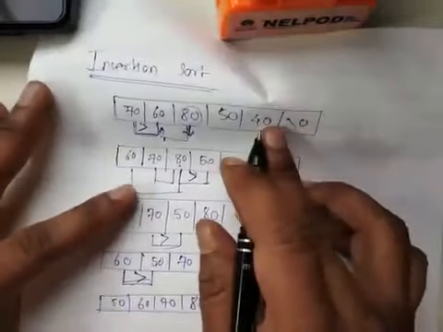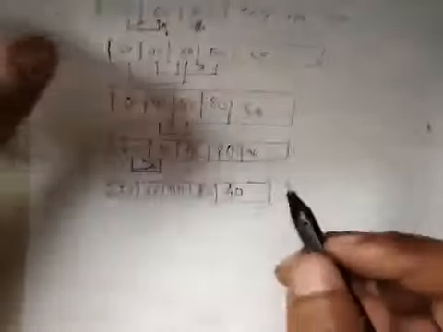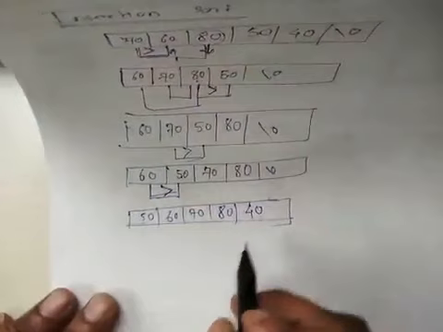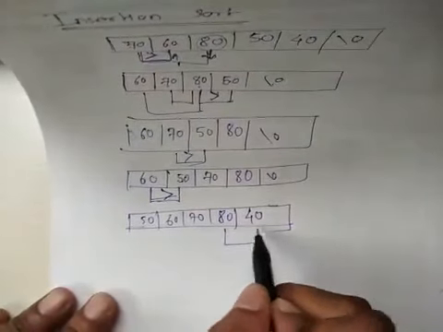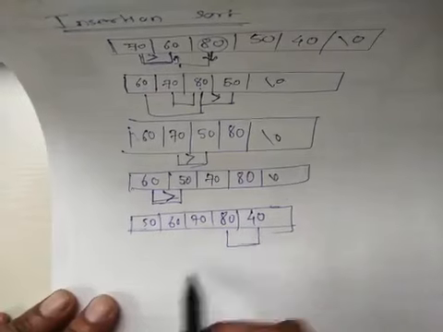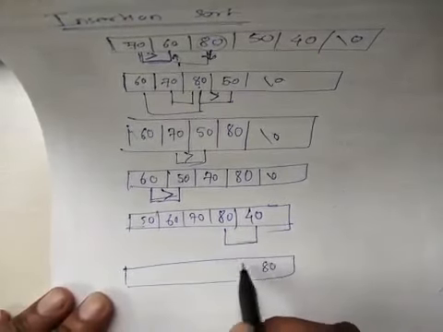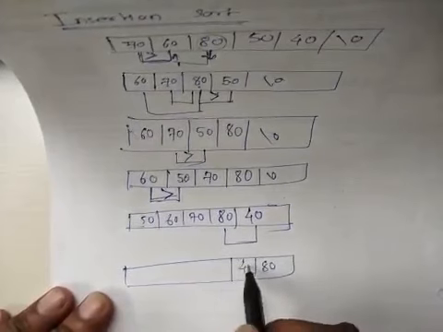Now the next element we are going to insert is 40. This 40 becomes the key element. This key element is going to be compared with 80. We find that 80 is greater than 40, so it will swap. So what we get, here comes your 80 and this is your 40.